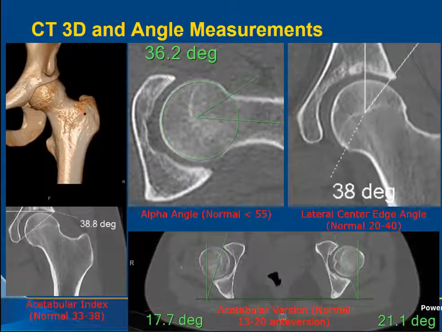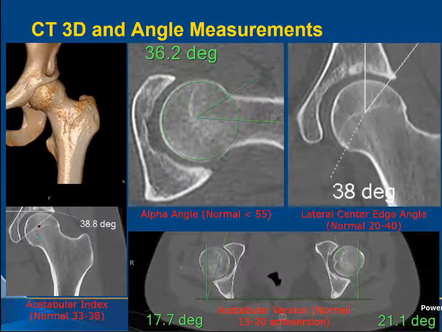Additionally, the CT gives very nice data from which you can make your angle measurements. So here from a Sugioka projection, we're able to measure our alpha angle. Again, if the alpha angle is greater than 55 degrees, we'd be concerned for a cam deformity that might create impingement. Our lateral center edge angle gives us a sense of how much coverage of the acetabulum is over the femoral head.